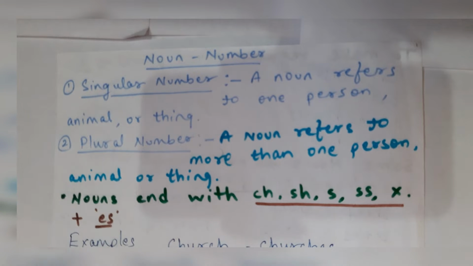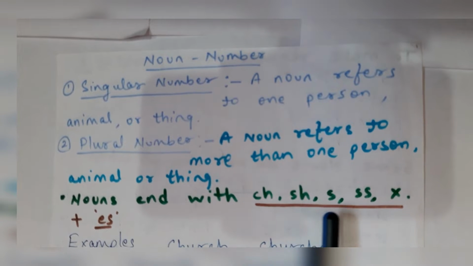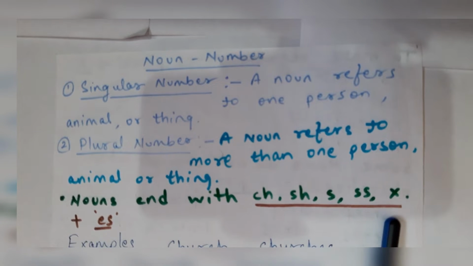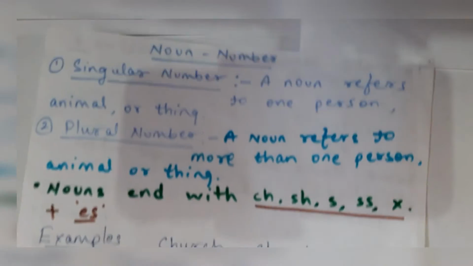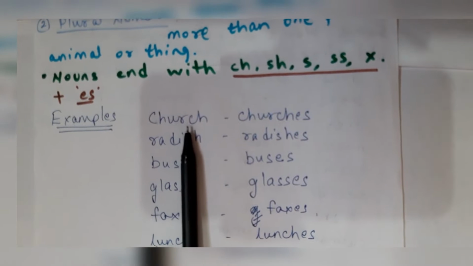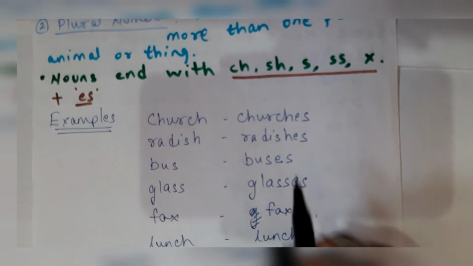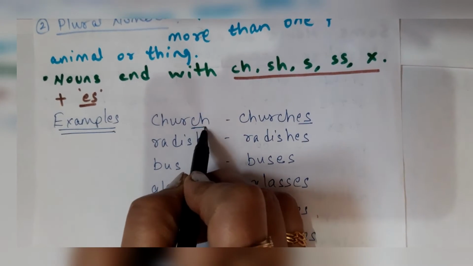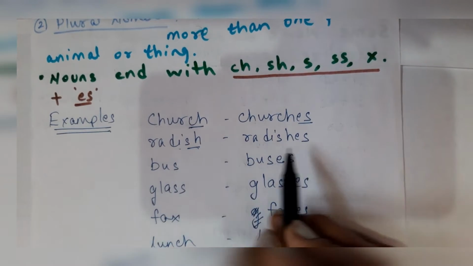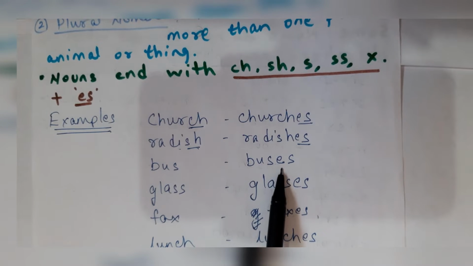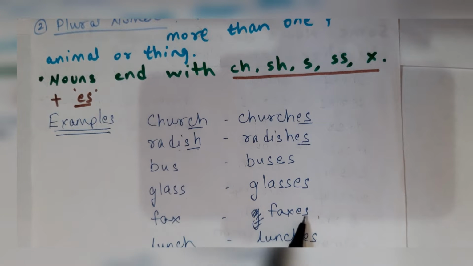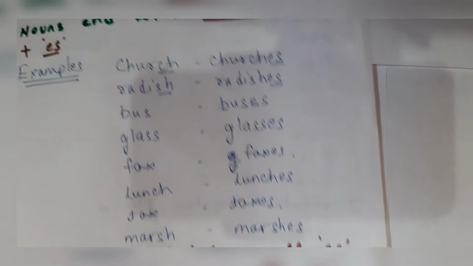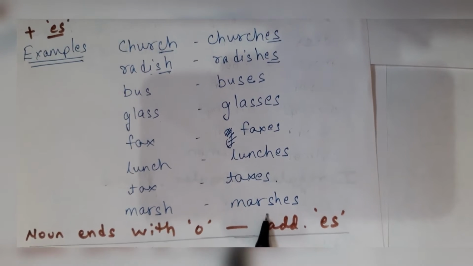Now, the nouns that end with ch, sh, s, double s, or x, we change those nouns into plurals. How will we change them? We will add es. If I write church, the last part is ch, so it becomes churches. Church, churches. Radish, radishes. Bus, buses. Glass, glasses. Fax, faxes. Lunch, lunches. Tax, taxes. Marsh, marshes.